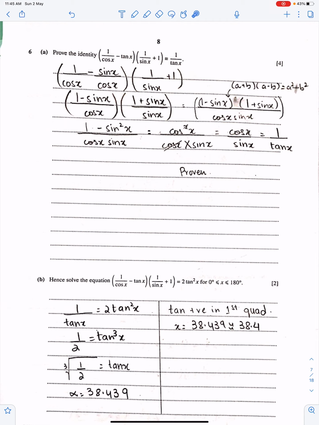Now, we have to replace this entire thing by 1 upon tan x here. So 1 upon tan x, 2 tan square x. You need to multiply tan x here. So this will become tan cube x, and bring this to here. By taking the cube root on both sides, we have this thing. This is the value of alpha. According to this domain, you have to work in the first quadrant only, because tan is positive in the first quadrant. This is the final answer, up to 1 decimal place.